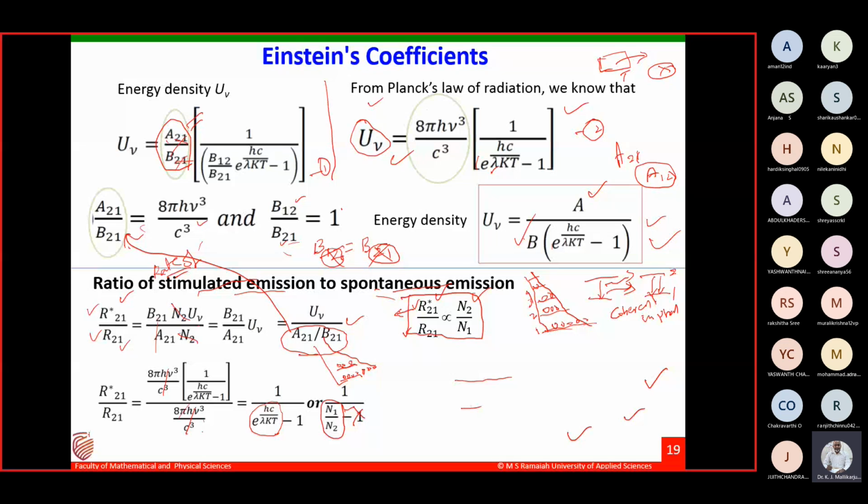Somehow I have to make sure that N2 is more than that of N1. The process by which we make N2 more than that of N1, we call it population inversion. Up to this point, we had discussed in the last class. Anybody having any doubt here?